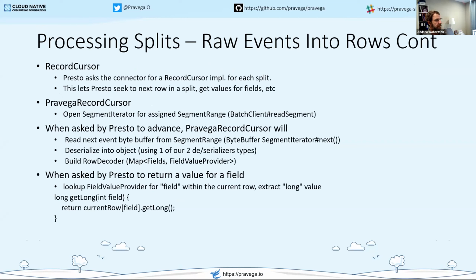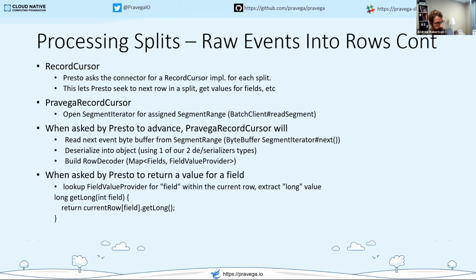So continuing this, the main driver is a record cursor. This is what Presto is going to have a handle to: a record cursor for a split. This is the thing that's like, okay, fetch the next row and then give me data for this field within this row. So when you open a record cursor in our implementation, this basically maps to opening a segment iterator for the segment range, right?